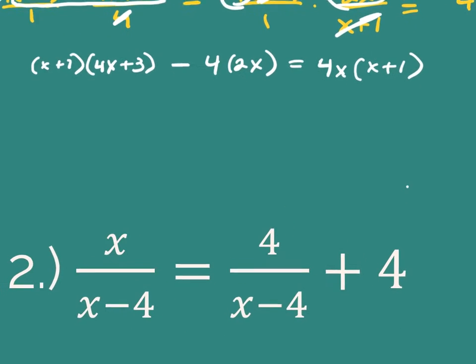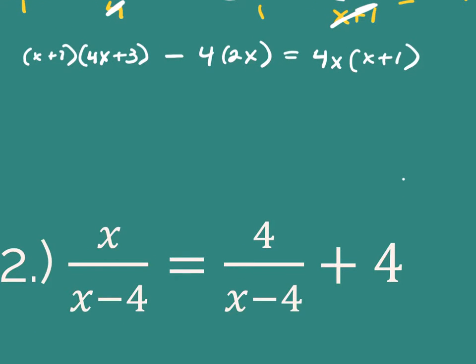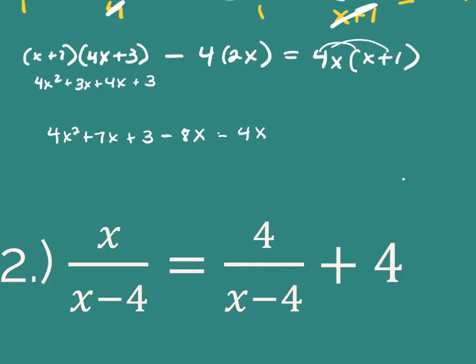So the first one is a binomial times a binomial. I'm going to FOIL this out. 4x squared plus 3x plus 4x plus 3, which is 4x squared plus 7x plus 3. Minus 4 times 2x, which is negative 8x. Equals, distribute here, 4x squared plus 4x.